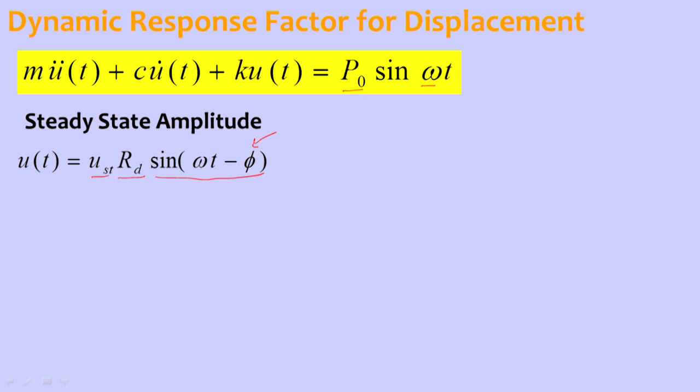Phase angle means the way the force is getting applied and the way displacement is taking place. Are they in phase or out of phase? In phase means when we apply force, displacement also will be in the same direction. But out of phase means when we apply force, displacement will be in the opposite direction. These conditions also we will try to understand.